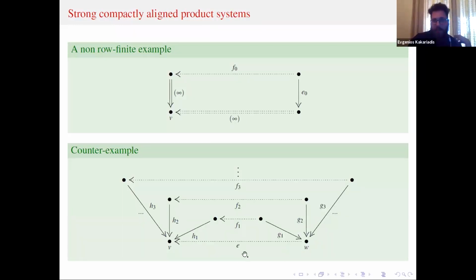And there is an example where a higher rank graph is not strong compactly aligned. The problem lies here at this source v. The problem is the following: whenever you have an edge e colored, let's say red, and for this e you have multiple solid arrows with which it interacts. You have countably many, and you would like to have finitely many. That's the only point.